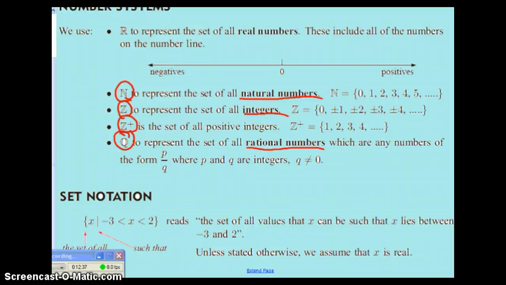What does the R stand for in a number set? Reals. Okay, and we can have the irrational numbers. We can have integers. We can have natural numbers. So you should be able to identify all the different sets of numbers. All right, let's go on to set notation.